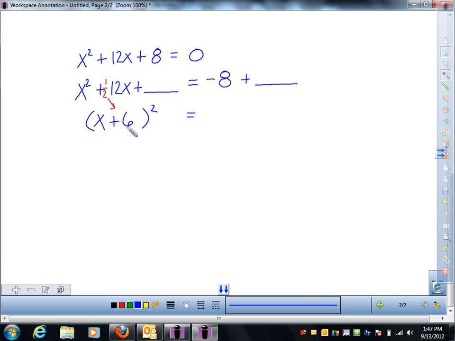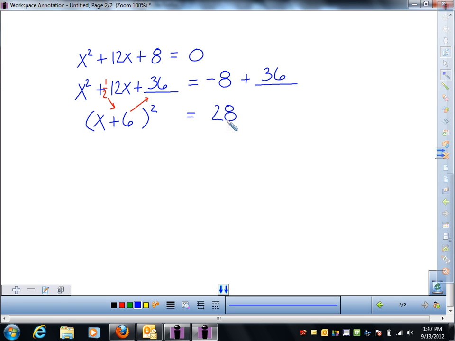So what do I do with that positive 6? Well, if I keep going with the pattern, it showed me that I take that number and I square it. Well, that gives me 36. So I'm going to be adding 36 to both sides. Very good. I add negative 8 and 36, I end up with 28. So far, it looks okay.